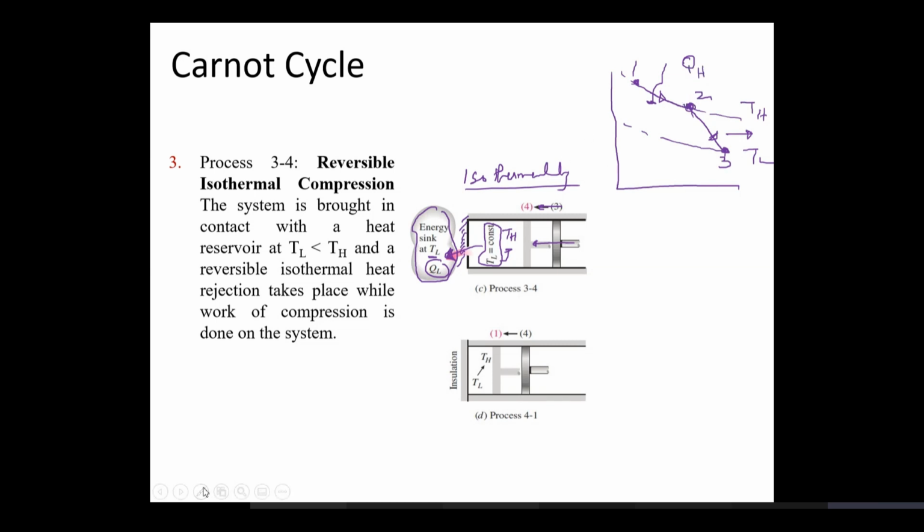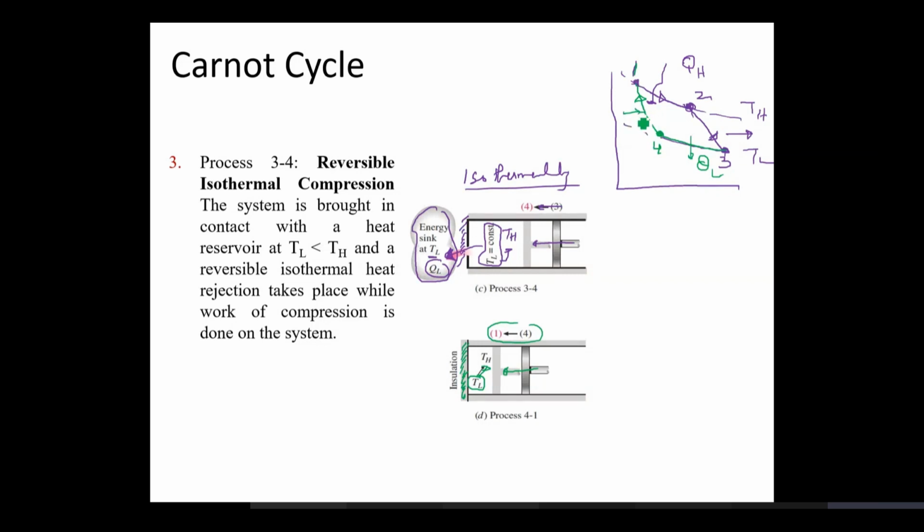Now for the second half of the cycle, the first process is where you have essentially moved from 3 to 4, and as a result of this movement, heat QL is being extracted out of the system. The temperature still is TL. Then the process 4 to 1. You have removed the energy sink and insulated this side also. You continue compressing your system until your system comes back to the original condition and TL moves to TH. So you complete the process by moving back to the first position.